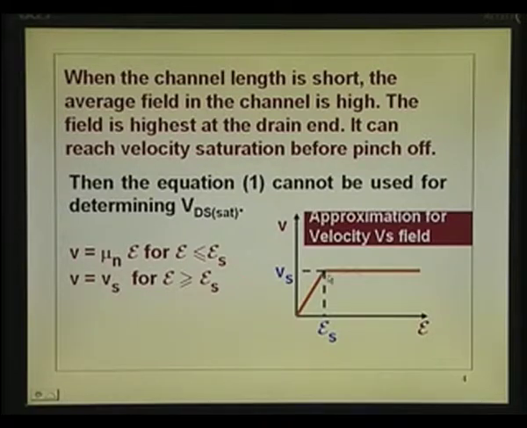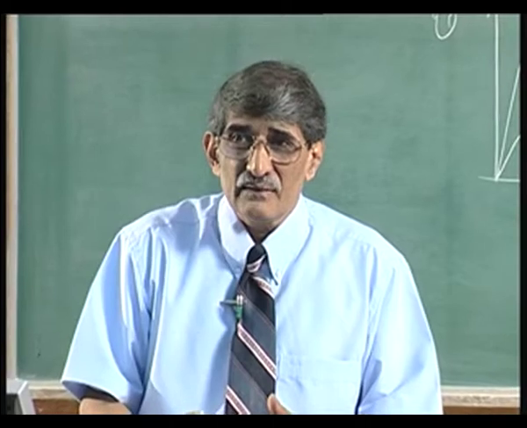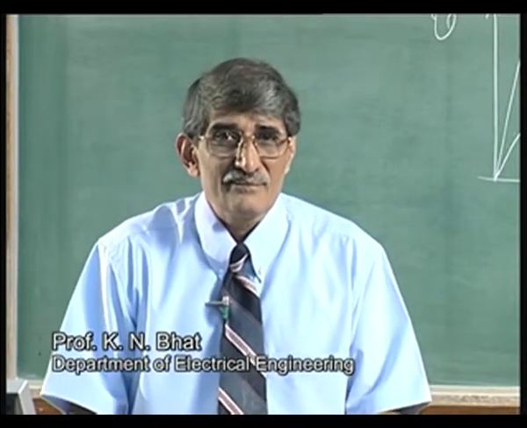So, at this point the velocity is mu n into E of s. So, saturation velocity is obtained right from there. So, you make this assumption. Now, you find out what is the saturation current, what is the saturation voltage, would it correspond to channel pinch off, and when channel pinch off occurs, definitely there must be velocity saturation. The other question you are asking is, when the velocity saturation takes place, will there be channel pinch off at all?